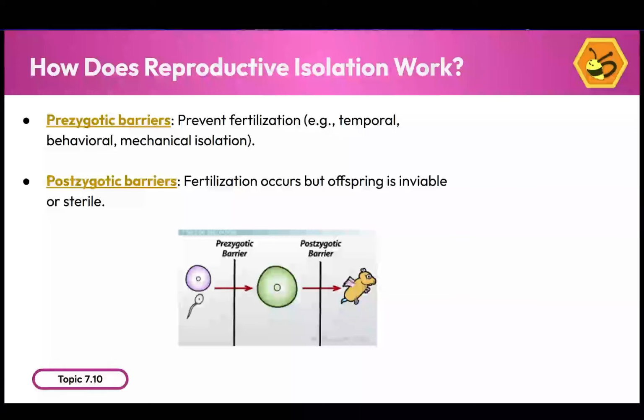Why does behavioral count when they can reproduce together? Okay, so behavioral, actually, I'll finish first, and then I see what you mean. So prezygotic barriers prevent fertilization, and with postzygotic barriers, the fertilization occurs, but the offspring is inviable or sterile. An example of that would be mules when a horse and a donkey breed together. But in terms of your question, why does behavioral reproductive isolation count when they can reproduce together? That should, in theory, mean that they should be the same species.